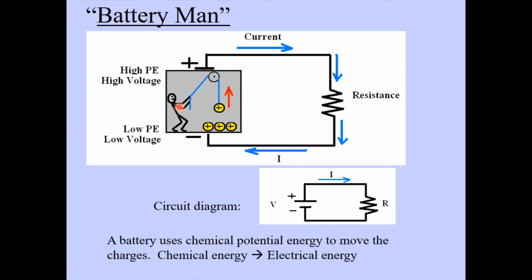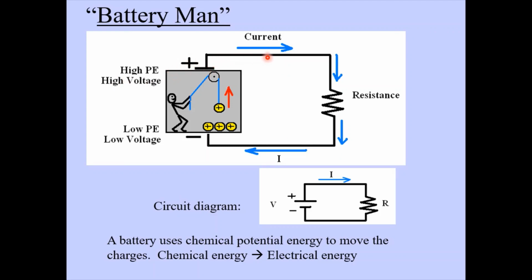Now, what is his job? Well, his job is to move charges from one end of the battery, the negative terminal, to the positive terminal of the battery. And you can see him doing that. He's doing a lot of work here, lifting up these charges, using this rope and pulley system. As he raises these positive charges up here, they have higher potential energy, and that relates to high voltage. So that's why we call this terminal positive.